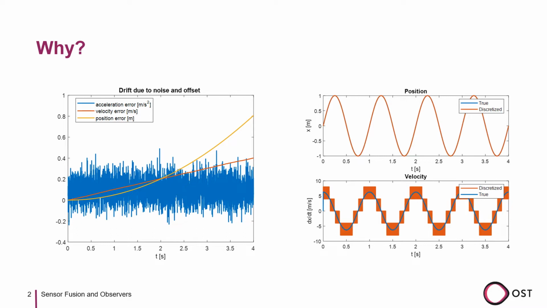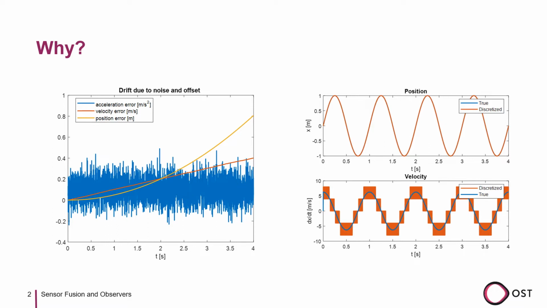In the picture on the left, we see the difference between the measured and the true acceleration in blue. The signal has an offset of 0.1 meter per second squared and white noise. The effect on the velocity and position can be clearly seen. Both drift away rather quickly.